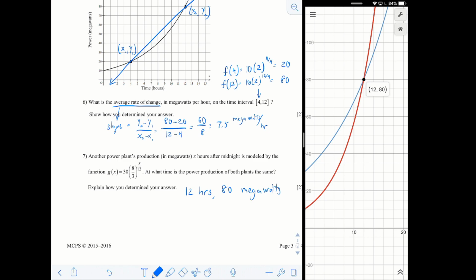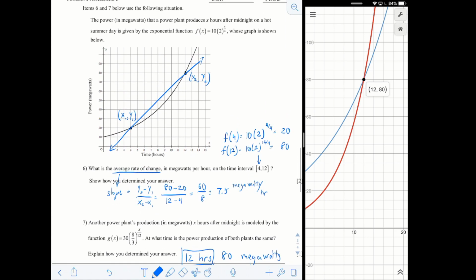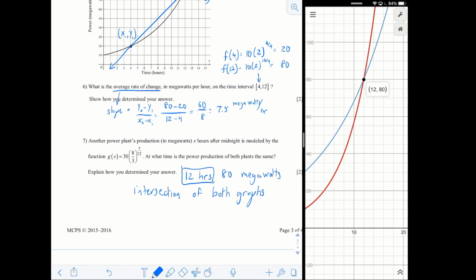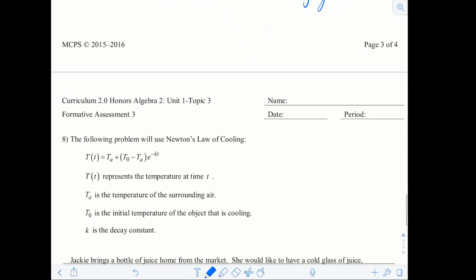Okay, so at what time is the power production of both plants the same? So that would be at 12 hours, and that is by doing the intersection of both graphs. Now, most likely you're probably not going to have to do this by hand, but if you were, you would end up setting both of these equal to one another and doing some calculations. Yet again, kind of difficult to do, but for the most part, it isn't terrible. But you are going to be able to have a graphing calculator, so just graph it in and find the intersection.